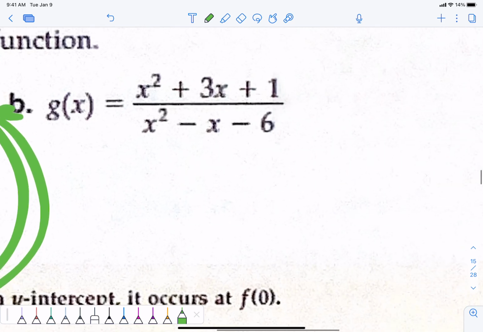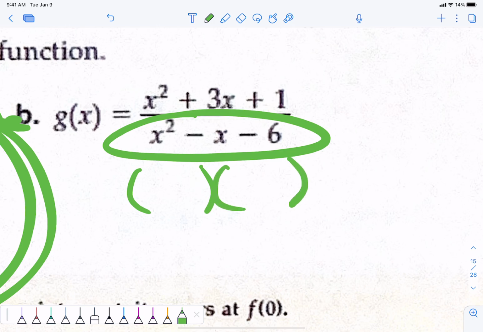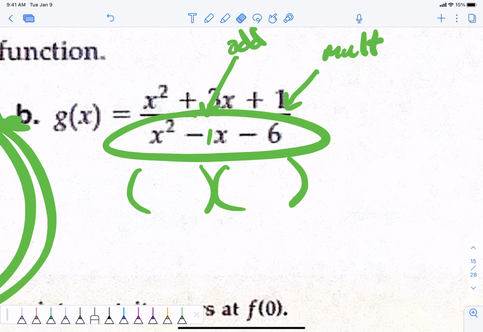Okay, part B. We're looking at stuff on the bottom here, and we want the bottom not to be 0. But that's a really big bottom: x squared minus x minus 6. Let's break it down. What can you multiply to get 6, but when you add them give you -1? We want to break this down as a simple trinomial. Multiply to get 6, add to get -1. 3 and 2. x minus 3, x plus 2.